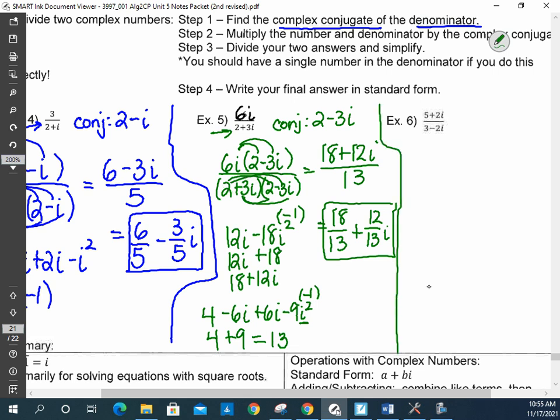So the division part doesn't really come until the end of the problem, but you still have to do the division part. So you get a lot of practice with multiplying and dividing in this type of problem.